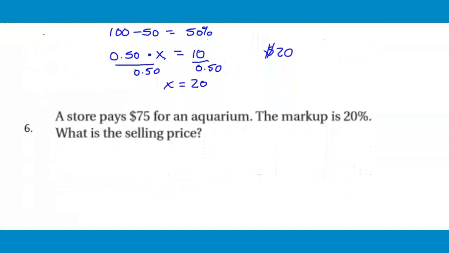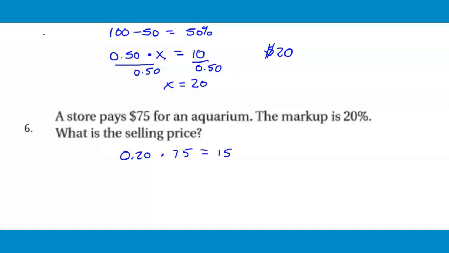For number 6, I don't know why I said B. The store pays $75 for an aquarium. The markup is 20%. What is the selling price? So this is a markup. Markup, think percent increase. So we have our percent, 20%, of the cost of the store. So 20% of 75, calculator says 15. That's the markup. That's not the selling price.